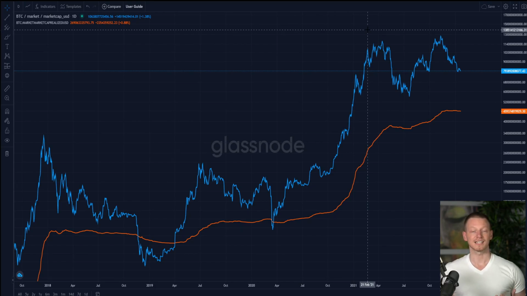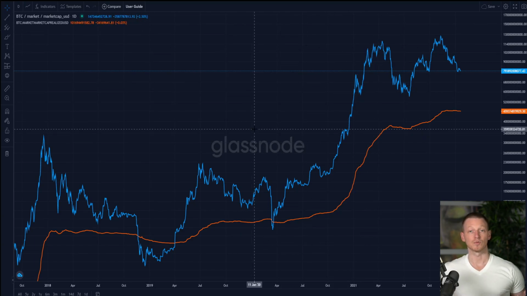So we're going to take a look at this metric today called realized price and realized cap, which can tell us how much money is actually invested into the Bitcoin network. We're going to look at that today and show where we might be going in the future based on that information.